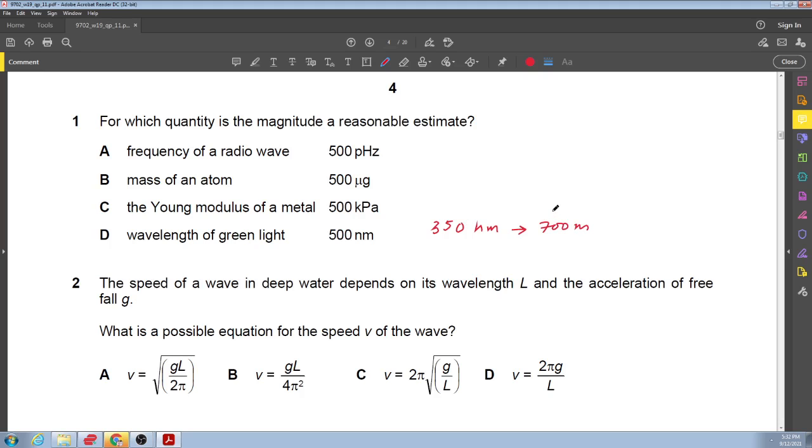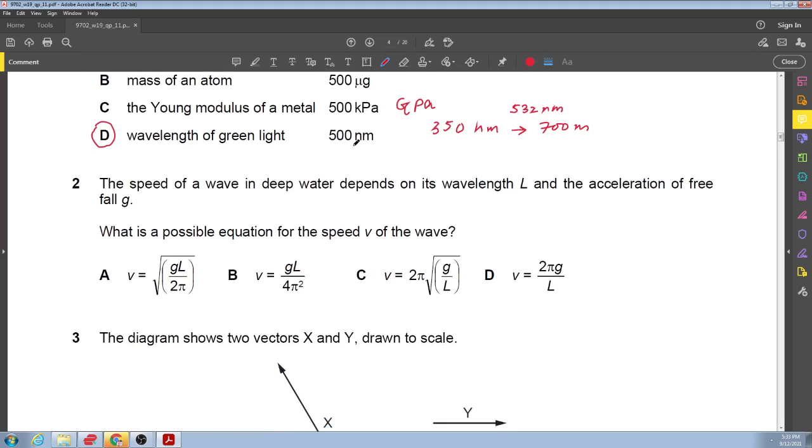So 700 is the red, 650 is the orange, and similarly this is the indigo. So around 532 nanometer is the wavelength of green light. So our correct answer is D. While the Young modulus of metals is always in the order of gigapascal, and similarly the mass of atom is 10 to the power of some very small value, not micro, and similarly the pico, you can see that one.